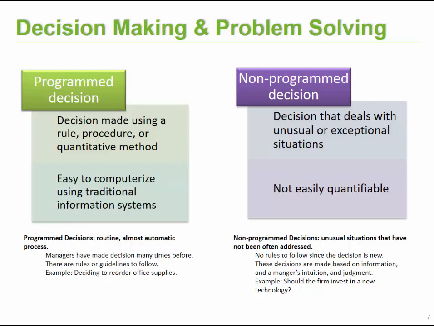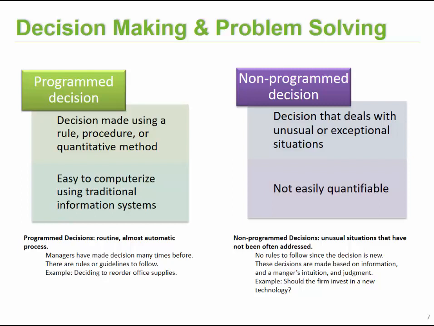For example, managers would perhaps make decisions on a daily basis, so at a certain stage it's going to become accustomed to them. They're going to know what to do if a certain situation arises. They know that they need to follow general rules and guidelines, and examples include perhaps reordering office supplies, increasing prices for products, etc. Now, on the other hand, we have non-programmed decisions.